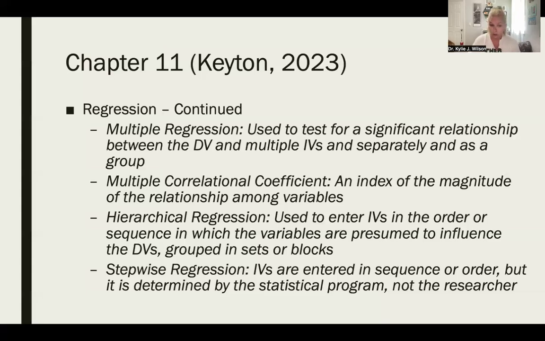We talk about hierarchical regressions. So we use these to enter independent variables in the order or sequence in which the variables are going to influence the dependent variables. We group them in sets or blocks, and this is based on the research that we've done. So if I think that gender is going to have the most impact on willingness to share political information, right? I think gender is going to have the most impact. I'm going to put that one in first.